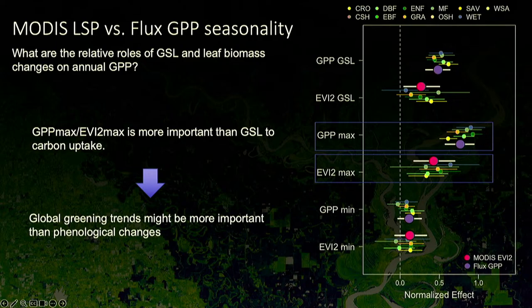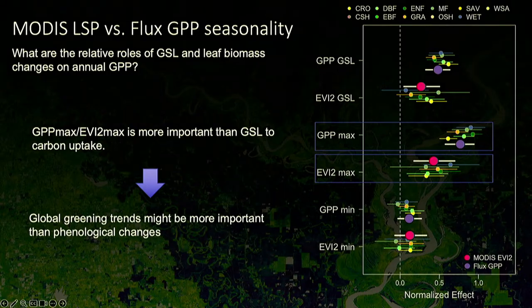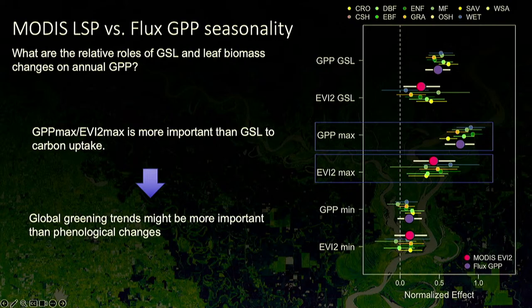Yeah, that's an interesting question. Thanks. So the question is, how do we explain this maximum being relatively more important than green season changes? First, I want to say this is not just for forests. You can tell here: croplands, deciduous forests, evergreen, mixed forests, and savanna are all flux tower sites.